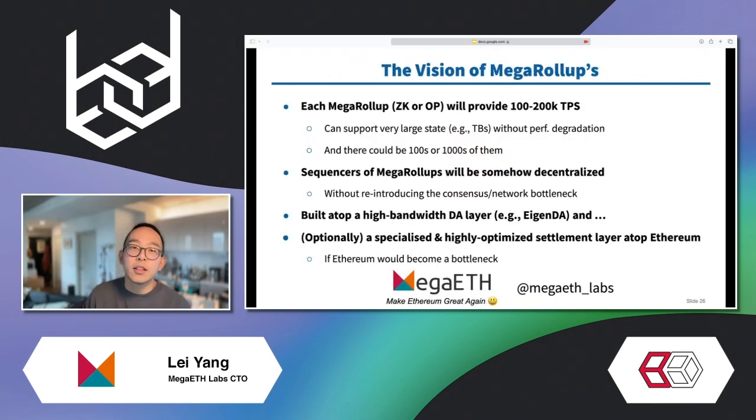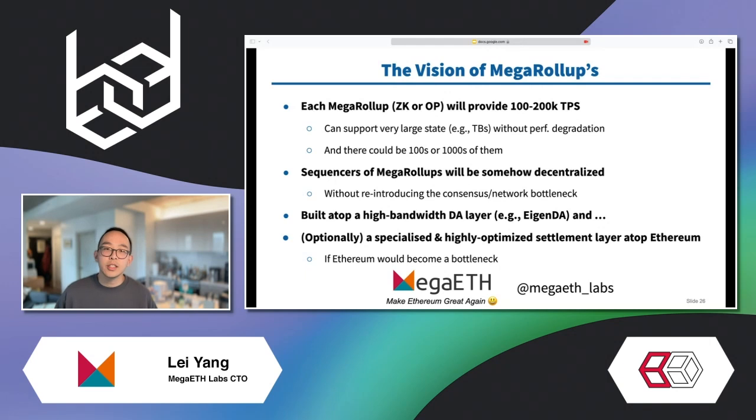So here's our vision for high throughput future layer 2s. We call them mega rollups. By the way, I'm pretty sloppy in terms of the use of terminology here, so feel free to replace rollup with layer 2 or any term that you see fit. Our vision here is that in the future, each mega rollup of optimistic or ZK will reach 100 to 200,000 transactions per second, and it can support a very large state, think terabytes, without degradation in performance. And there can be hundreds or thousands of them.